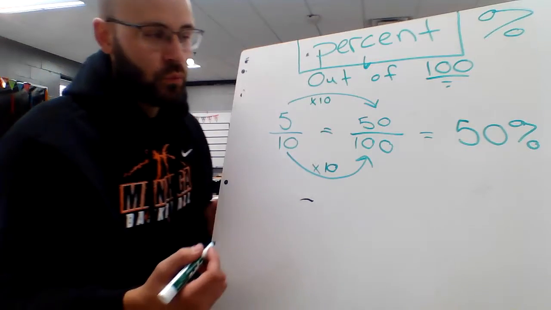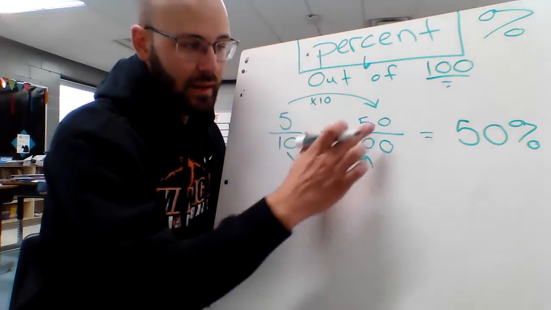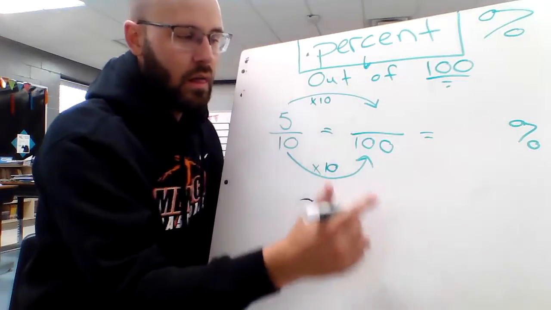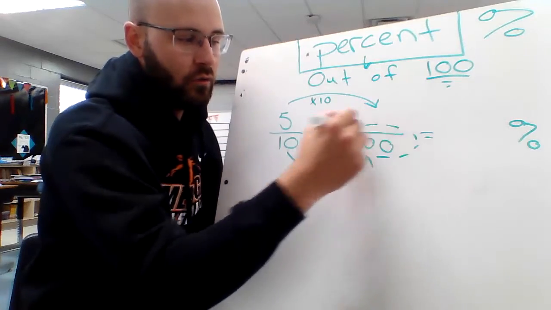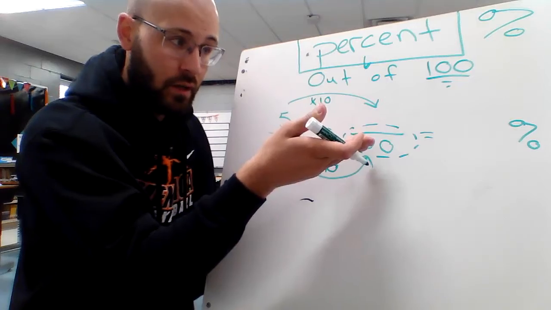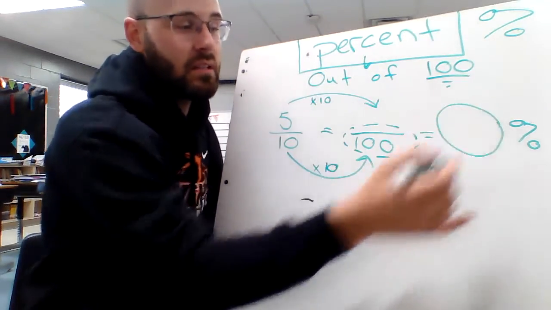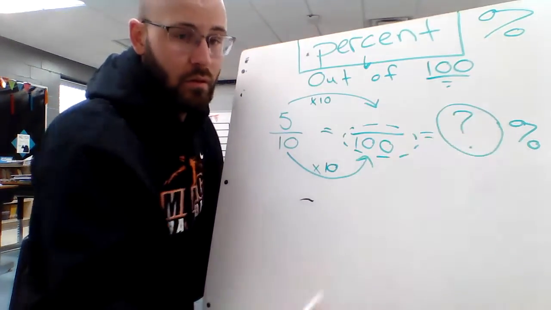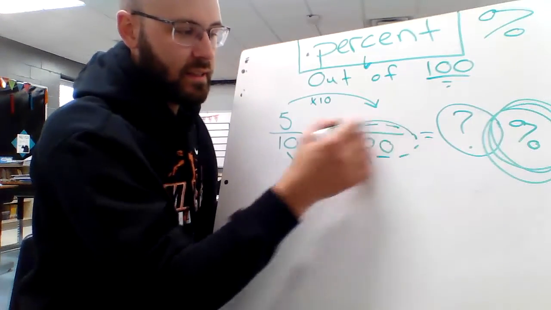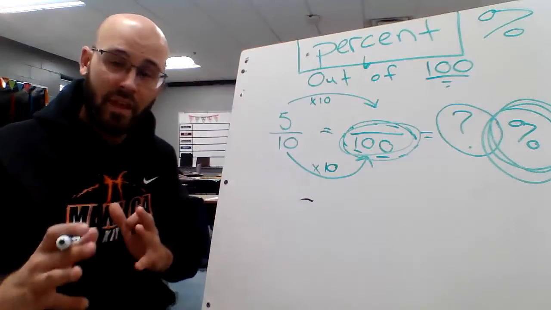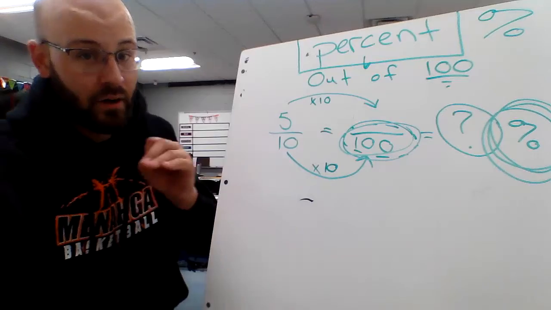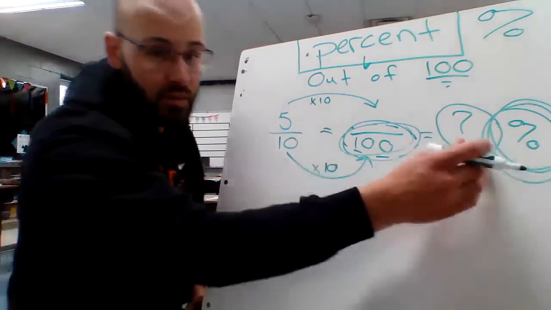But I want you to really see that if I get rid of the 50 here, and I get rid of this 50 here, this sign, the fraction bar and the denominator of 100, means something out of 100. This percent sign means the same thing. Something out of 100. This sign here and this sign here mean the same thing. So if you can find an equivalent fraction that has a denominator of 100, you can find the percentage.